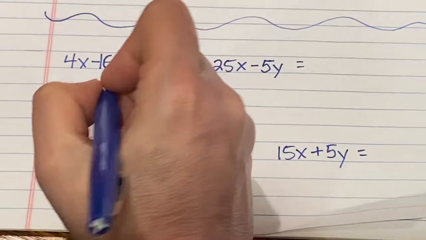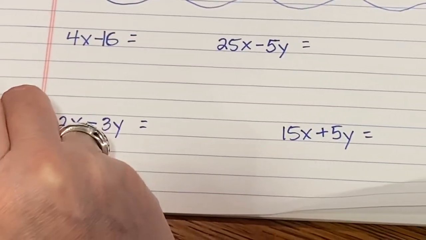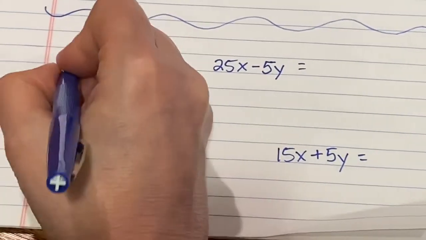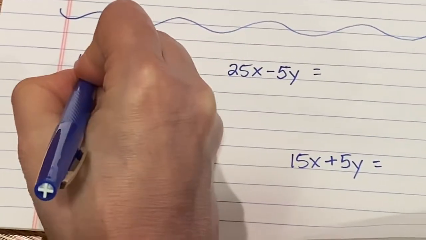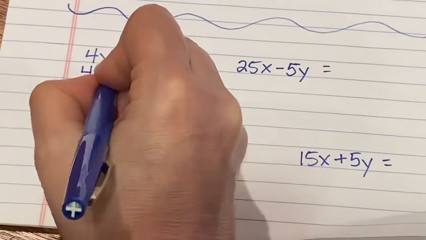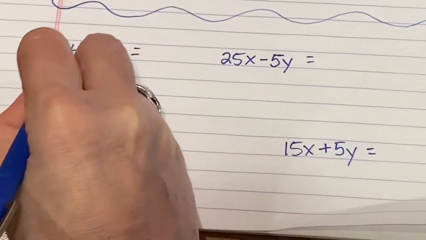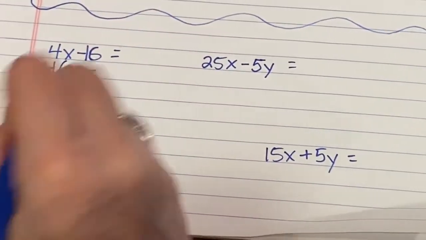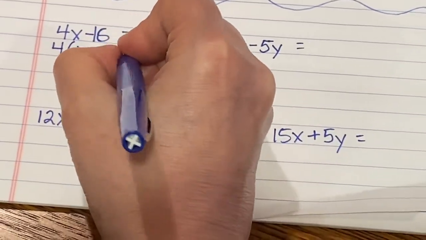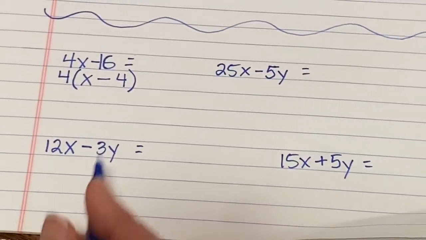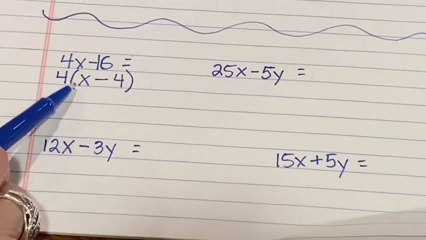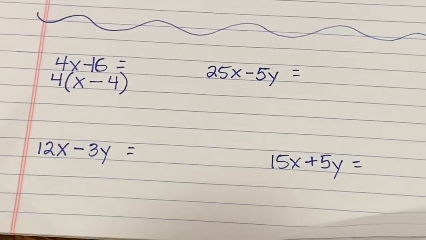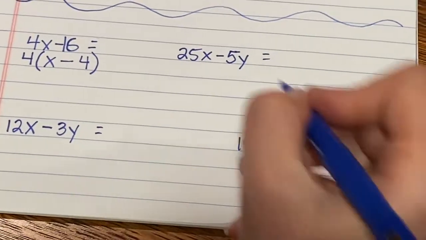Okay, so I've got 4x minus 16. Well, I notice right away that 4 will go into both 4x and 16. So I'm going to say 4 parentheses times x, that'll give me my 4x, minus 4 times what equals 16? 4. And just double check to make sure it makes sense. 4 times x equals 4x, minus 4 times 4 equals 16. That works. All right, let's take a look at this next one.